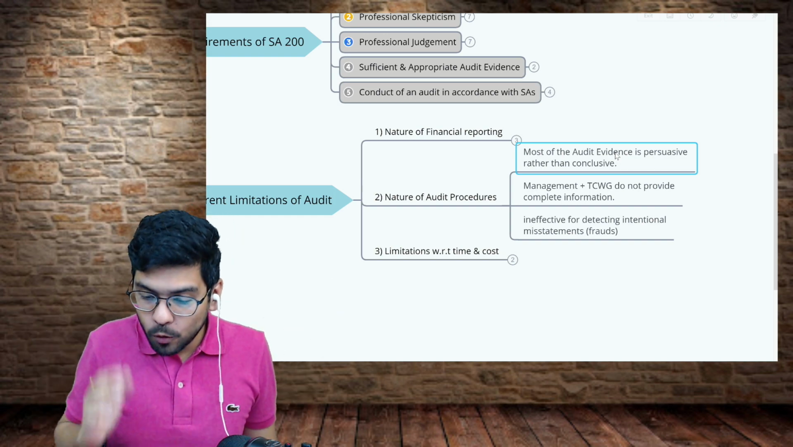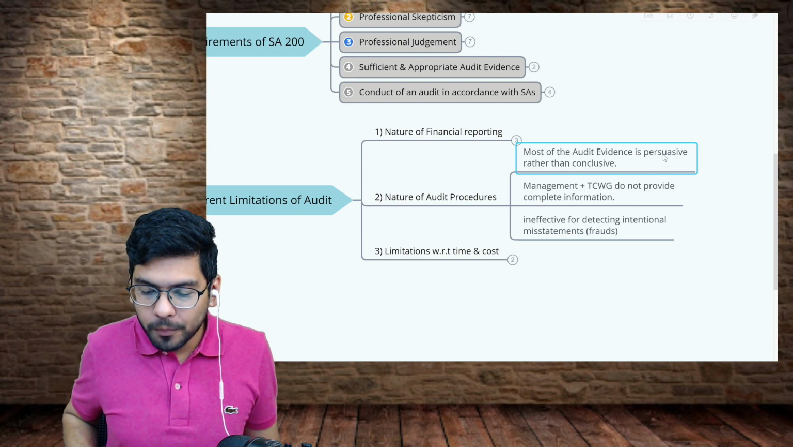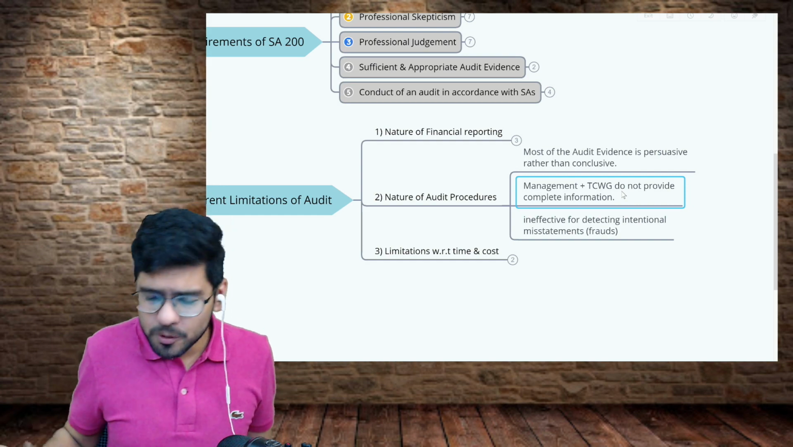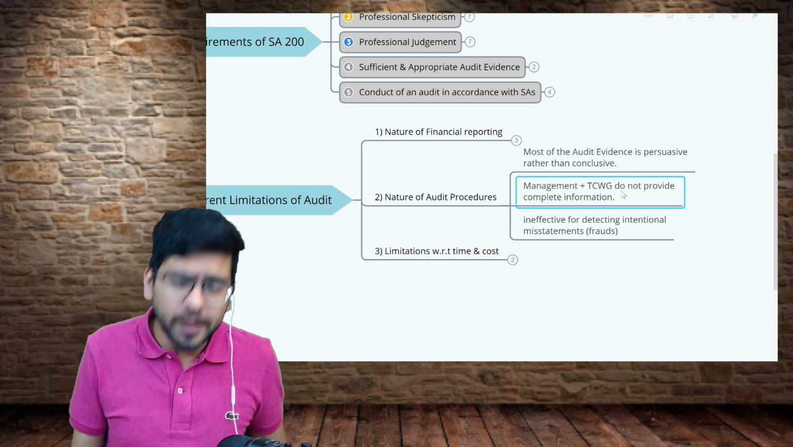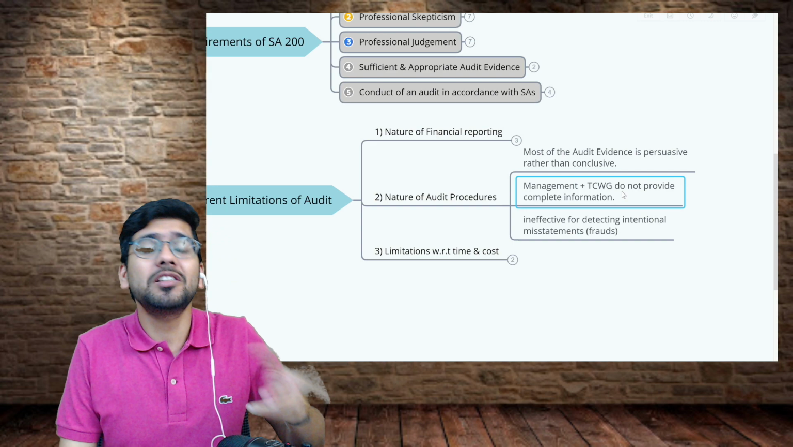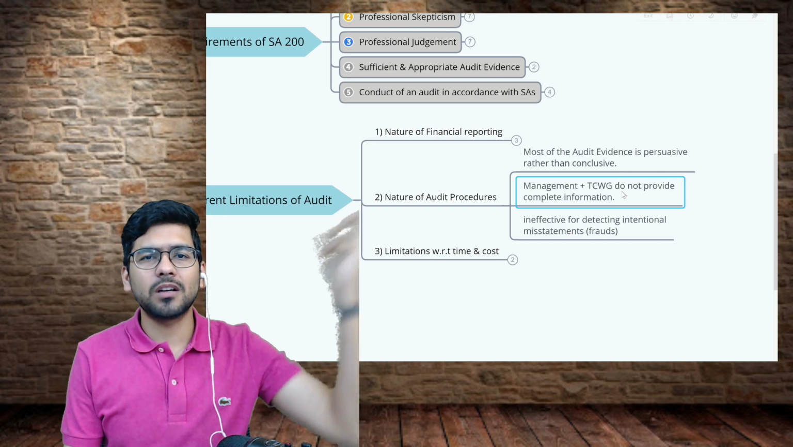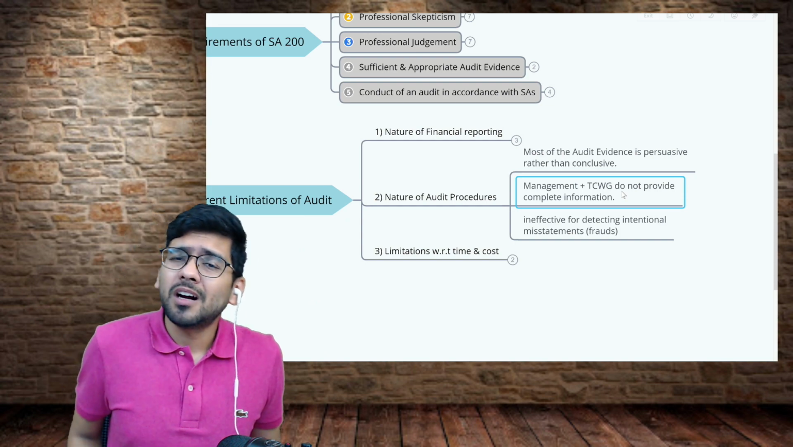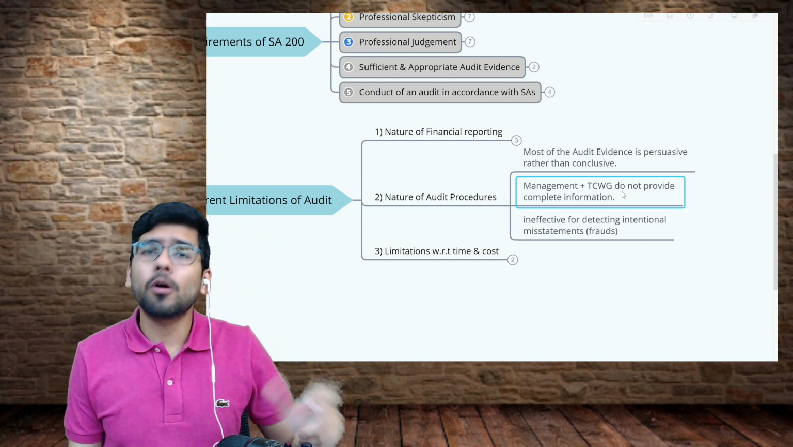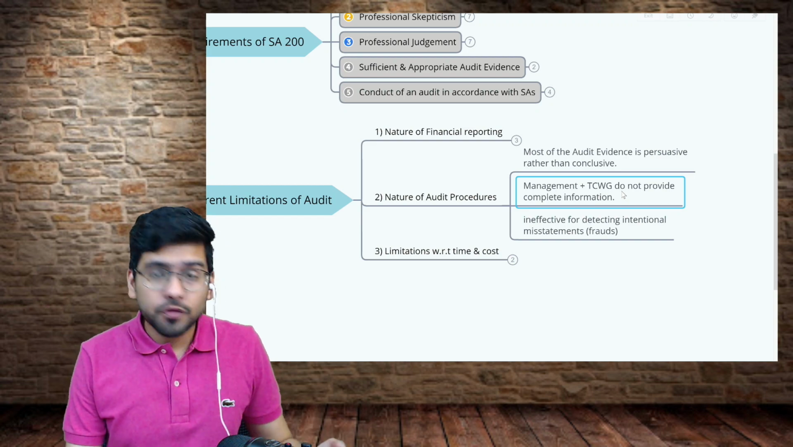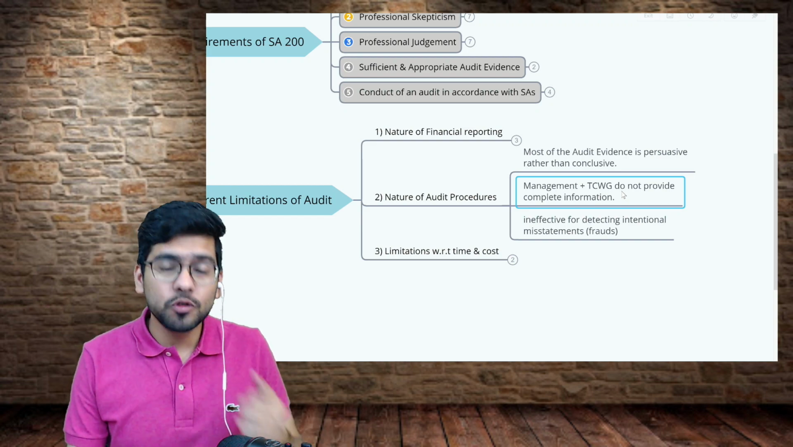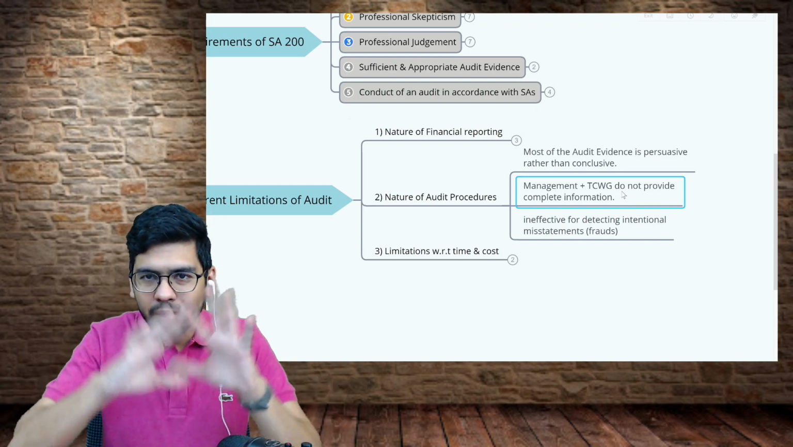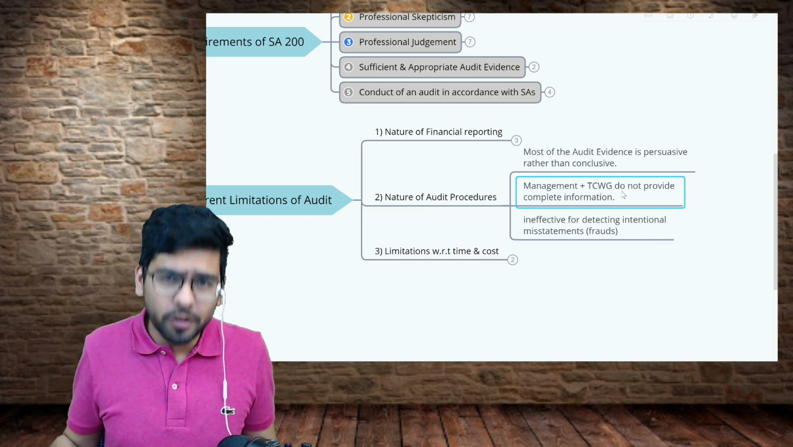So what I'm trying to tell you is, most of the audit evidence which the auditor obtains is persuasive in nature rather than conclusive. Sometimes the management and the TCWG do not provide us complete information, and we don't have investigatory powers like the ones which CID and police officers have. So you cannot expect auditors to determine all kinds of frauds, especially those frauds wherein the management and the TCWG are involved. They must have carefully designed and implemented the entire scheme of fraud, which is very difficult for us to determine.